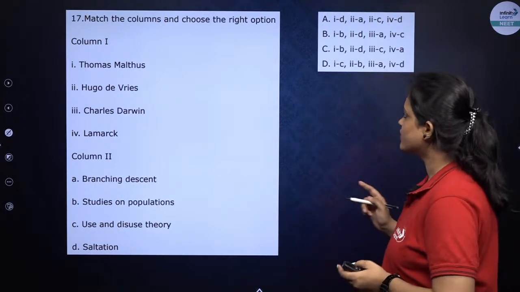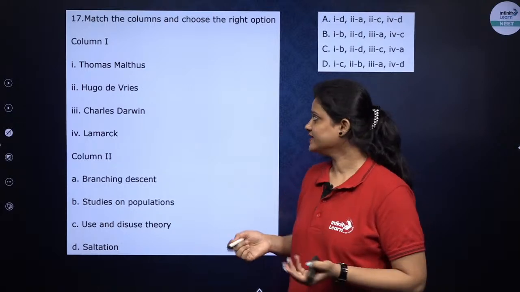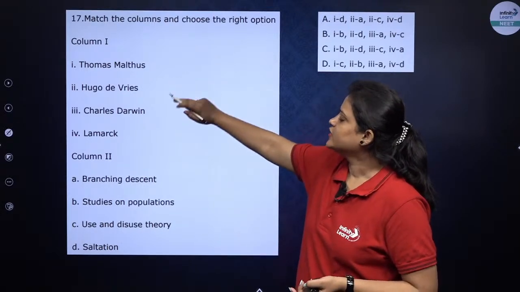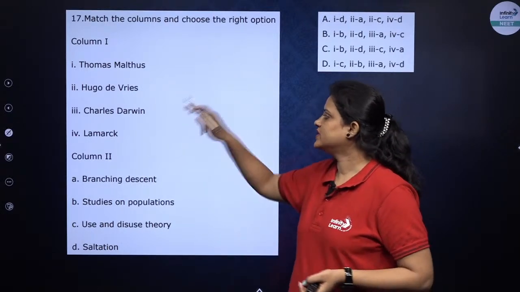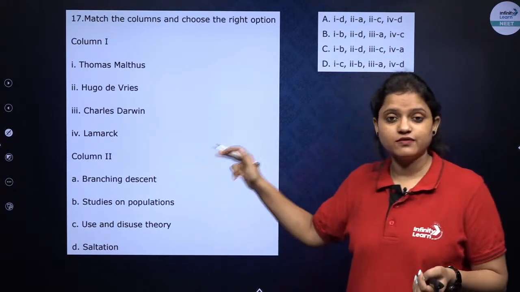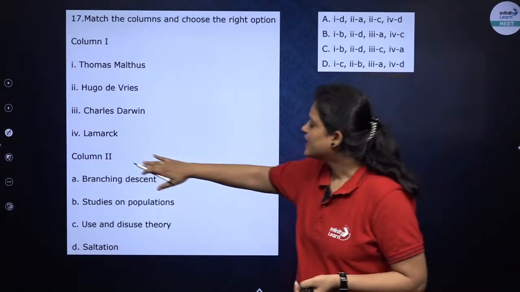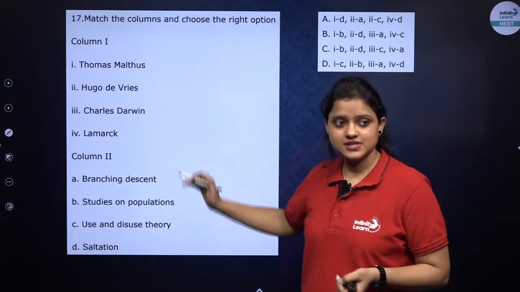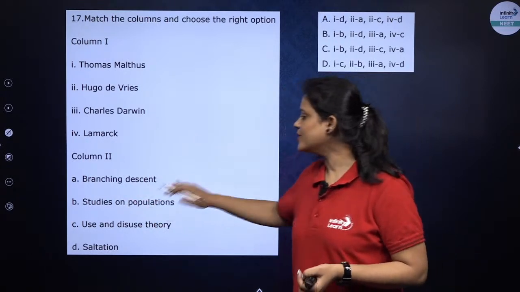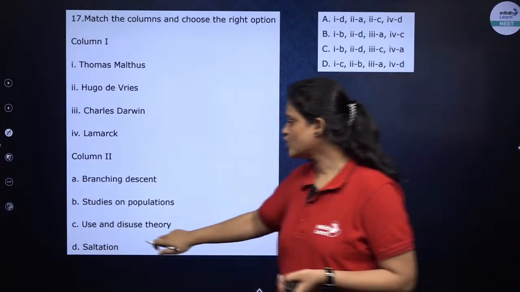So next question, question number 17. Match the following type of question again. In column 1 you have Thomas Malthus, Hugo de Vries, Charles Darwin and Lamarck. This is a question from Evolution of class 12th chapter. Column 2 we have branching descent, studies on population, use and disuse of organ theory and saltation.